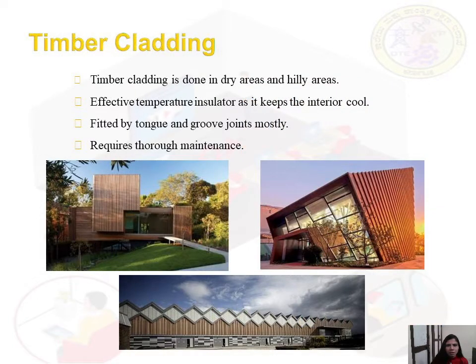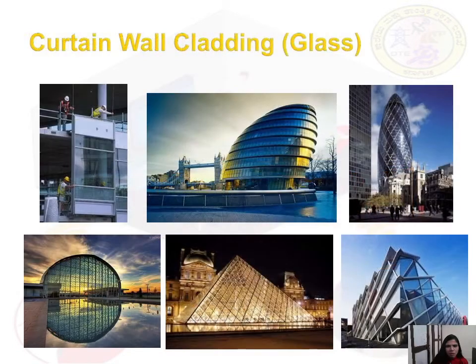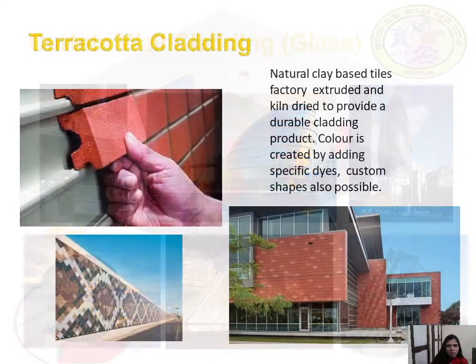Timber cladding, where the timber is used for the cladding purpose. The next is curtain wall cladding, that is glass cladding. You might have seen many structures whose exterior walls are covered with glass. The last one is terracotta cladding.